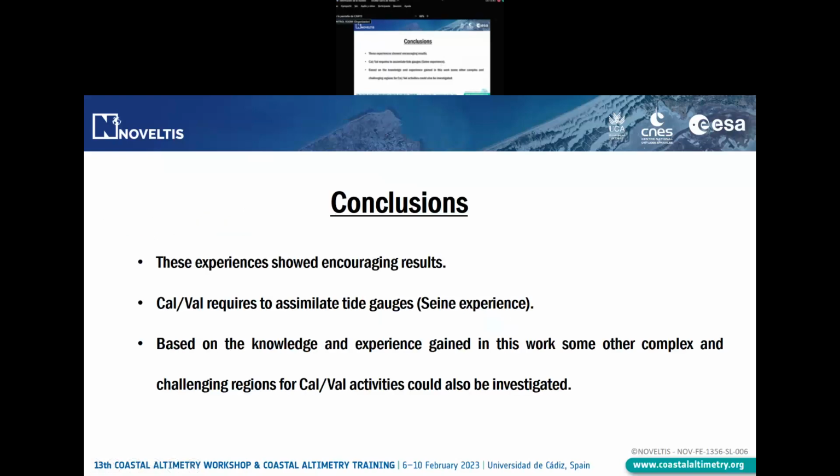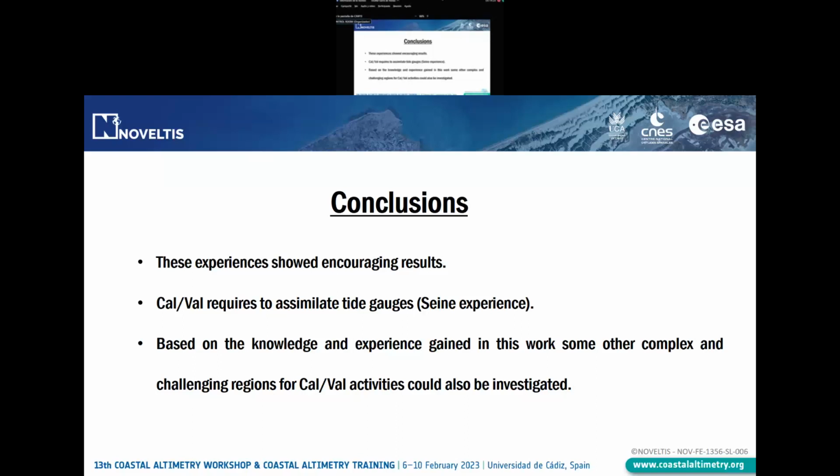To conclude, these two experiences show very encouraging results for using the model outputs as CalVal and correction for the high frequency altimetry in this region. However, this model requires almost the same as shown in the same experience: to assimilate as many tide gauges as possible.